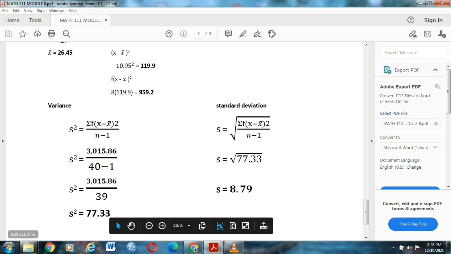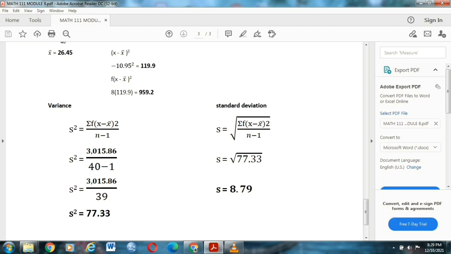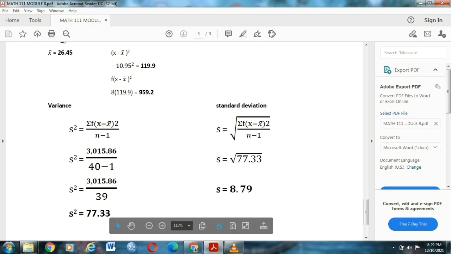So, para makuha ang standard deviation, square root natin. Ilipat natin itong square dito sa kabila. Standard deviation, ayan, nawala yung squared. And then, nakuha natin 77.33. I-extract natin yung radical form. Ang standard deviation niya is 8.79. Okay? So, ganun lang siya kadali.